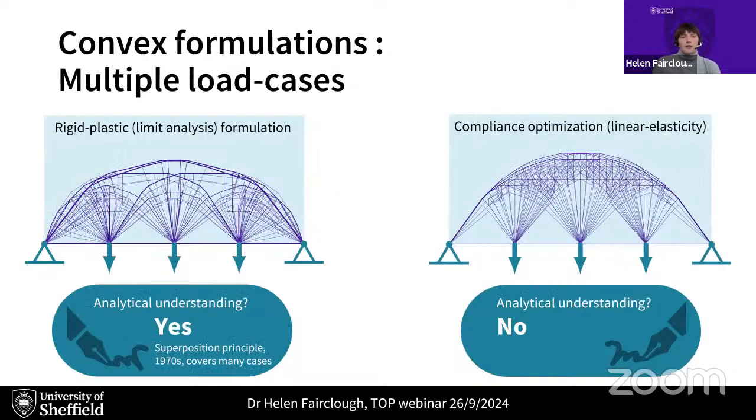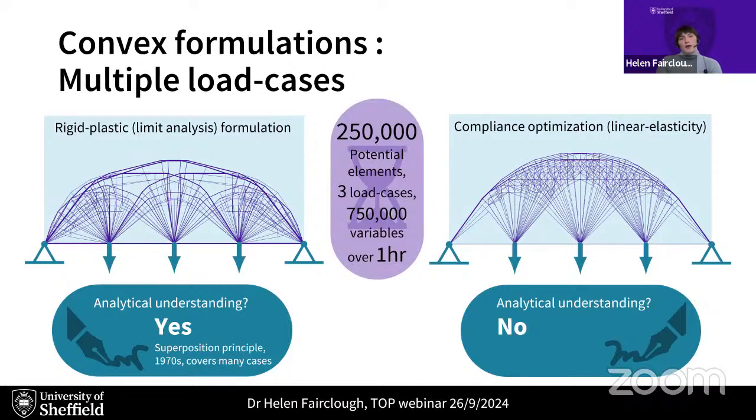So a few results here. You can see that with a multiple load case problem, in this case we've applied those 3 loads in separate cases, we actually get different results for a rigid plastic versus a compliance problem. And it's quick-ish. This one here has 250,000 potential elements, but it did take about an hour just on a normal laptop. So we're not talking supercomputer time, but it can be quicker. The single load case version actually only took a minute to solve.